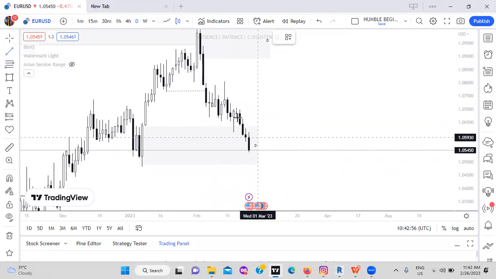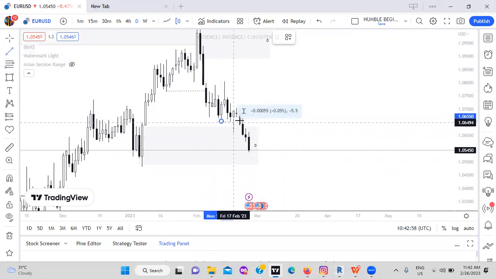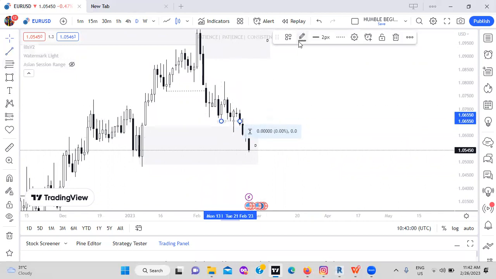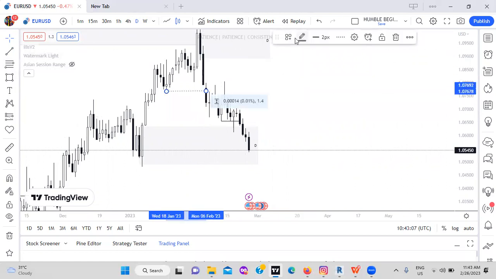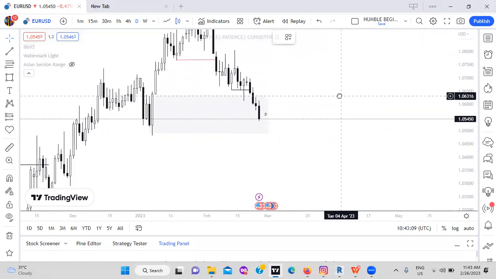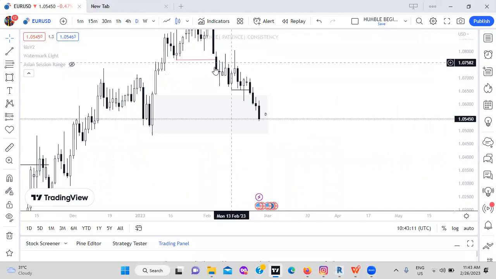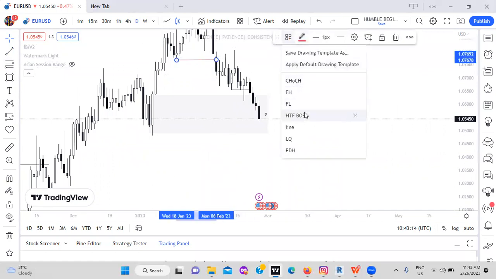So if we're looking at the breaks of structure, this is another break of structure on the daily time frame, right? Let's just use the break of structure lines instead. Oh, sorry, that's for the 15 minutes.